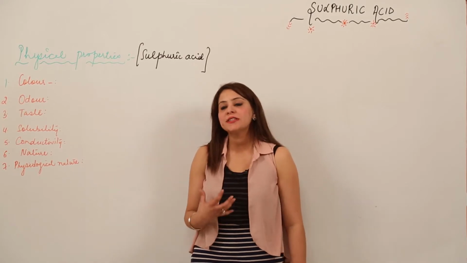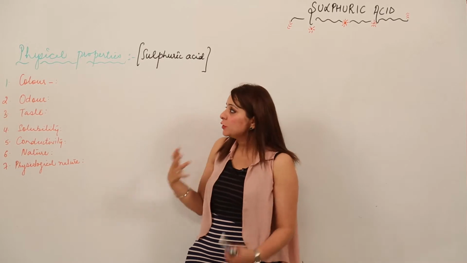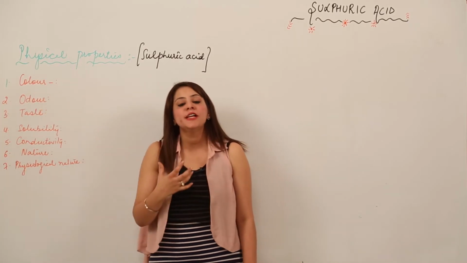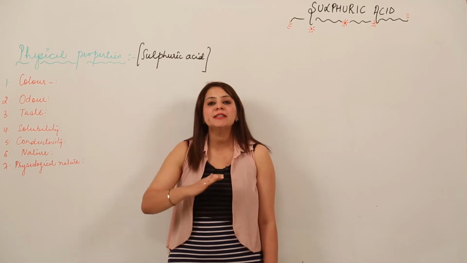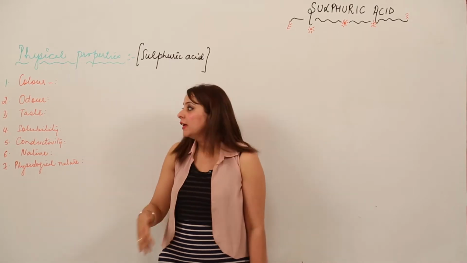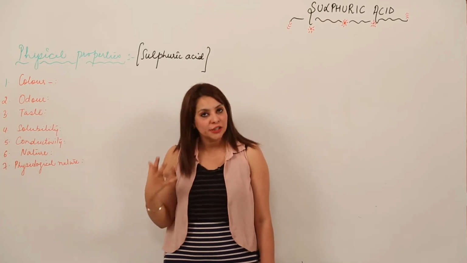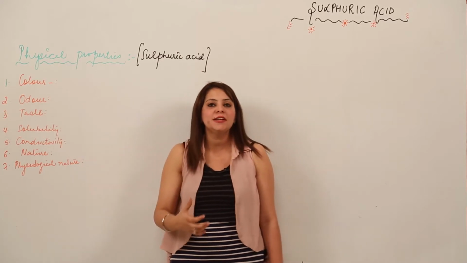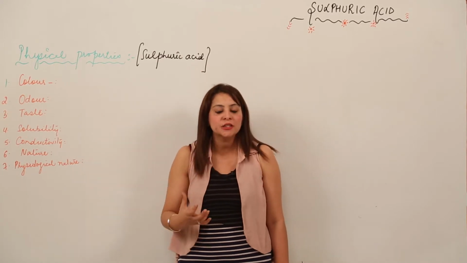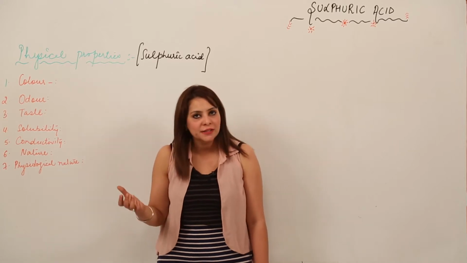Now we are going to start with the physical properties of sulfuric acid, right? If we talk about its color, sulfuric acid is almost colorless. And when we talk about its odor, it is colorless as well as odorless. But when we talk of taste, we know that acids are sour in taste. Sulfuric acid is also an acid, so obviously it is going to be sour in taste.